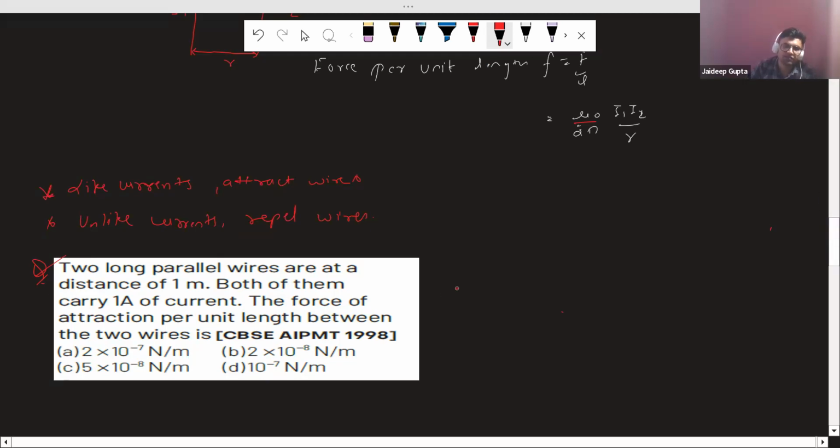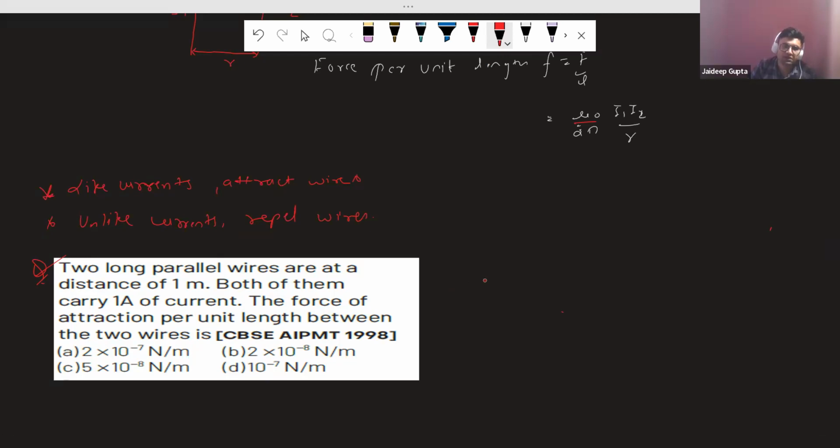Try this question, everyone, fast. Two long parallel wires are at a distance of 1 meter. Both of them carry 1 ampere of current. The force of attraction per unit length between them is? Write your answer in the chat box fast.